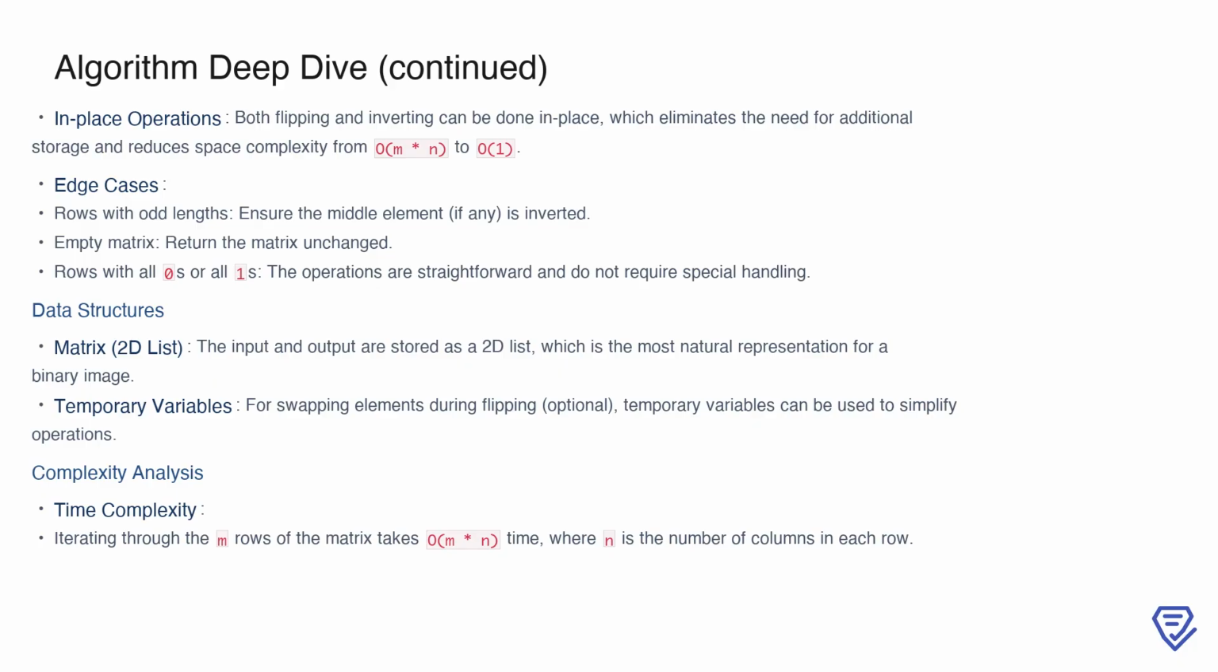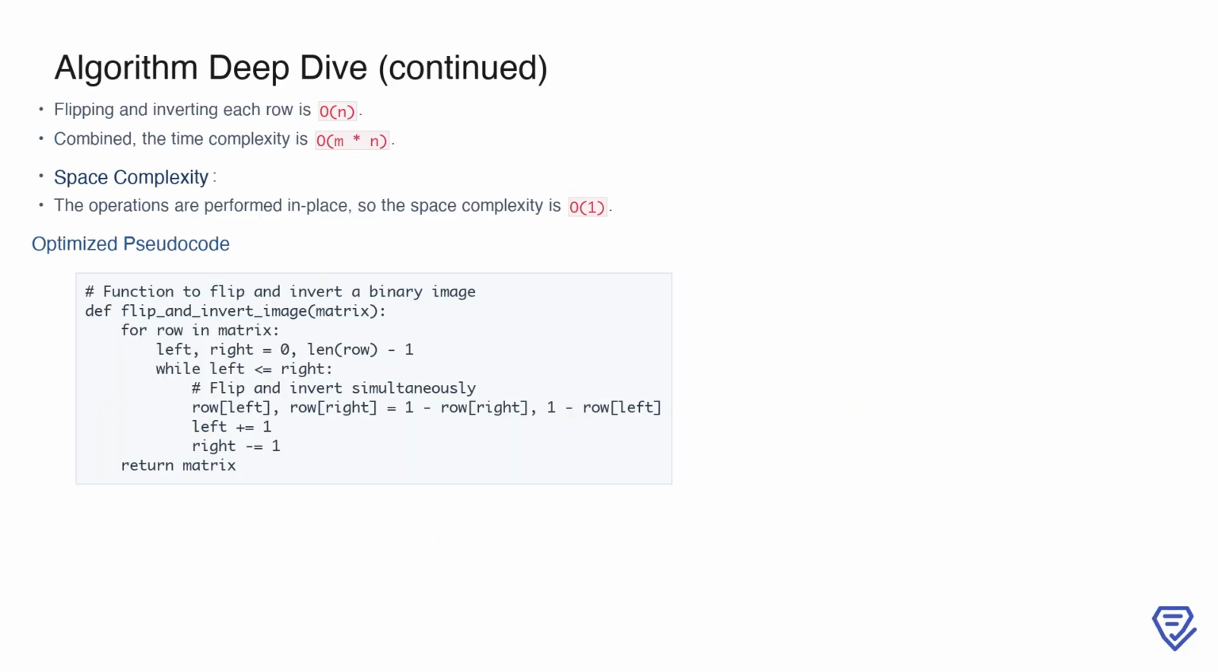When analyzing the time complexity, iterating through m rows of the matrix, each with n columns, results in a time complexity of O(m*n). Breaking this down further, flipping and inverting each row individually takes O(n) time. Since we process all rows, the combined time complexity remains O(m*n). The space complexity, on the other hand, is O(1), because the operations are performed in place, meaning no additional memory is required aside from the input matrix itself.